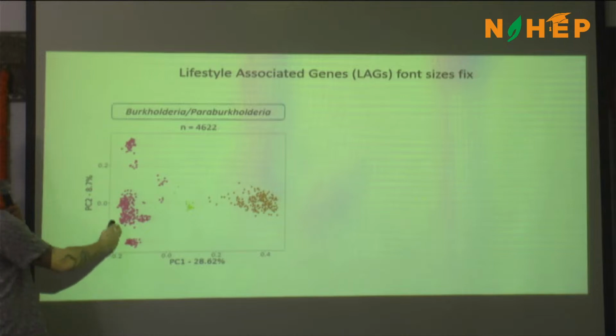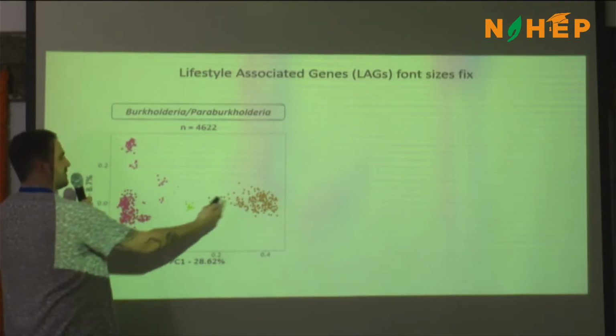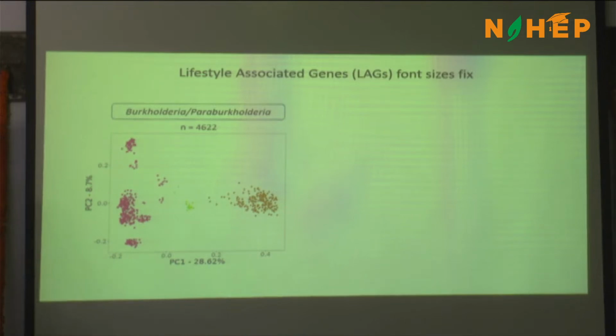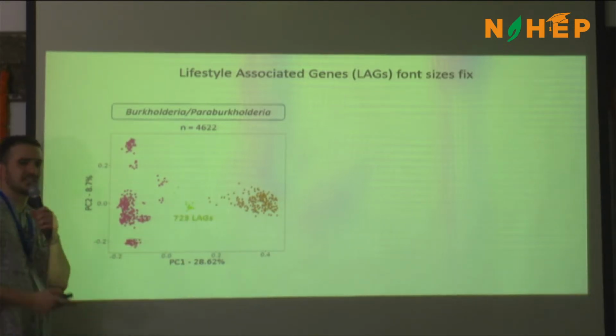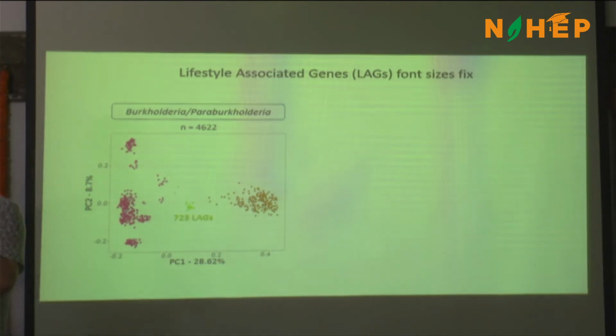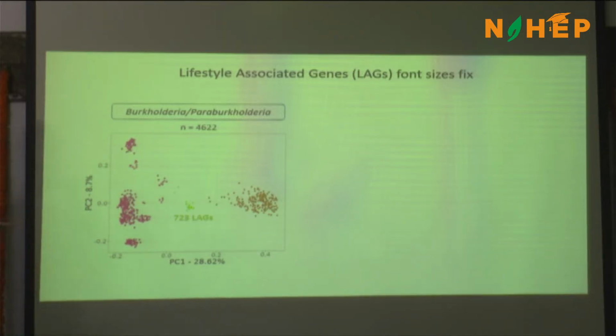So here in red we have all the opportunistic or animal pathogens. In green we have plant pathogens, and here in purple we have some that are beneficial or environmental. Then we check for genes that are present in all of these plant pathogens but not present in the others, and we found 723 genes that we call lifestyle-associated genes.